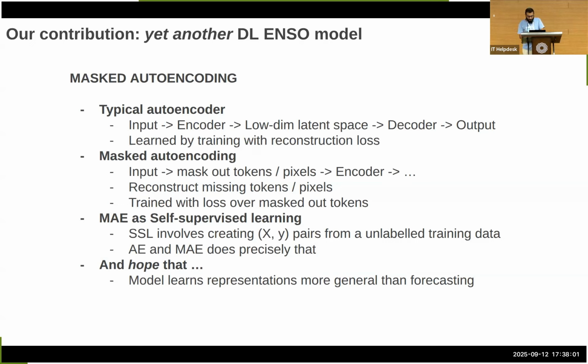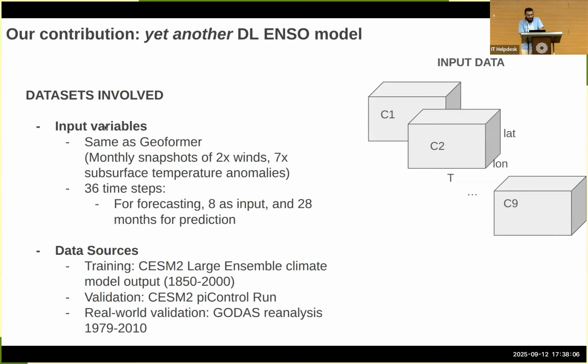And we apply that to this ENSO task. Our data input variables are the same as Geoformer: monthly snapshots of subsurface temperature and surface temperatures, and also winds. We take a 36 time step window block where for forecasting, we forecast 28 months, and 8 of those time steps are our input. So we have a context of the last 8 months, and we want to forecast around 2 to 2.5 years into the future. And this would be our input data blocks: you have lat, long, and time, and then you have variables, let's say C1 to C9.